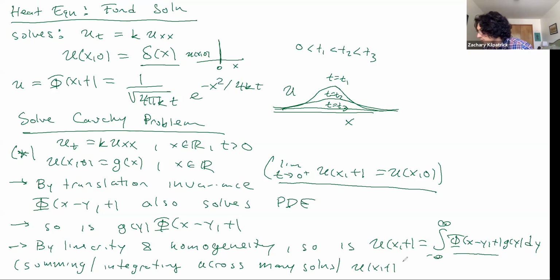And we get that u of x, t is equal to phi of x, t convolved with g of x, okay? So this is our convolution. Convolution is just taking a function, shifting it by some amount, and then integrating that shift against another function, okay? I'm going to advance the slide, just to make one more remark about this solution.